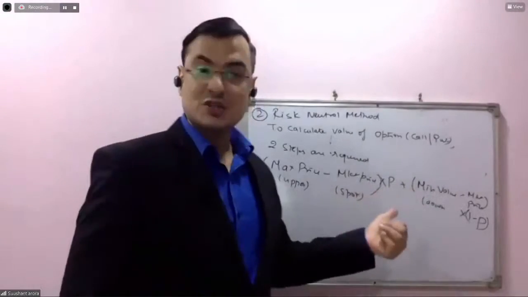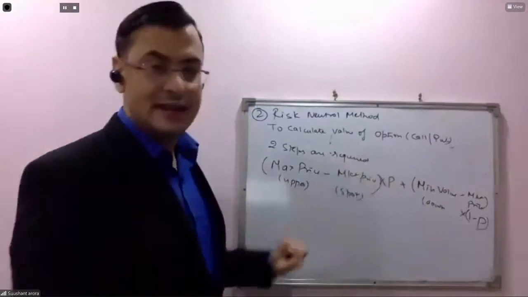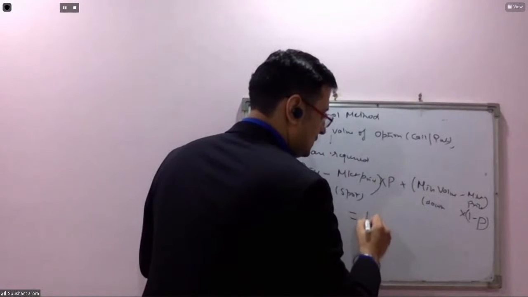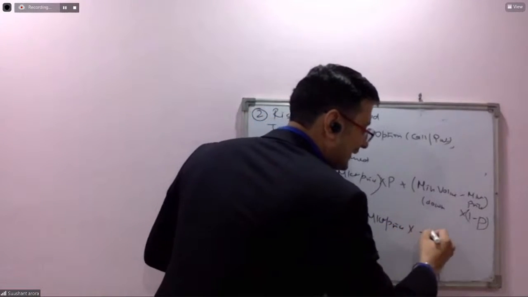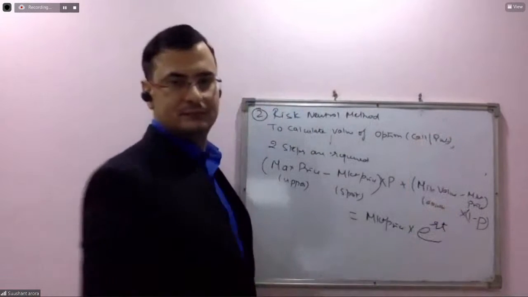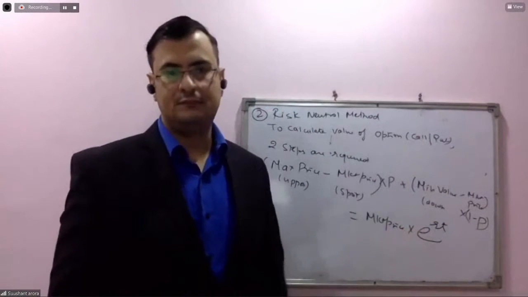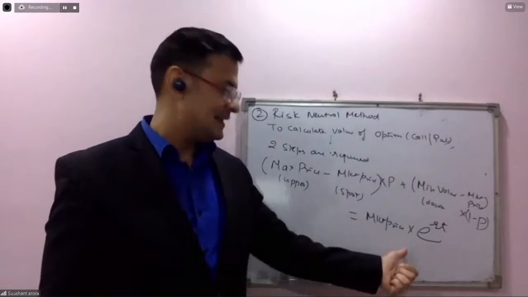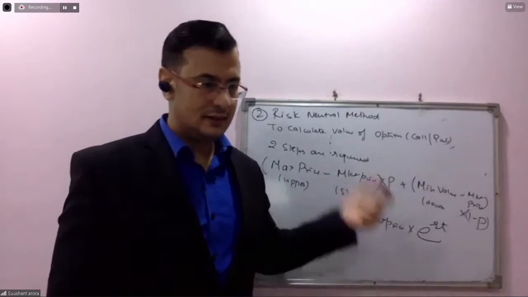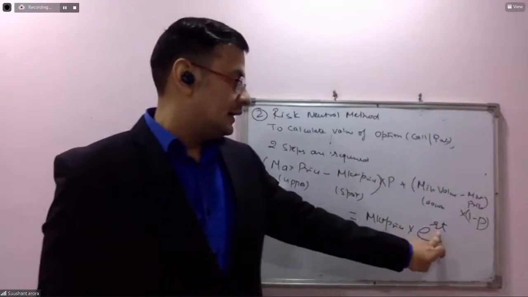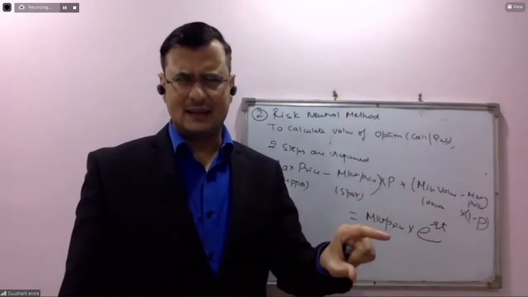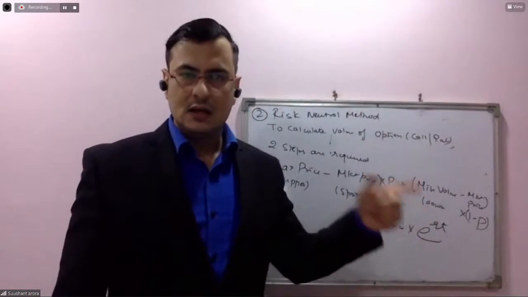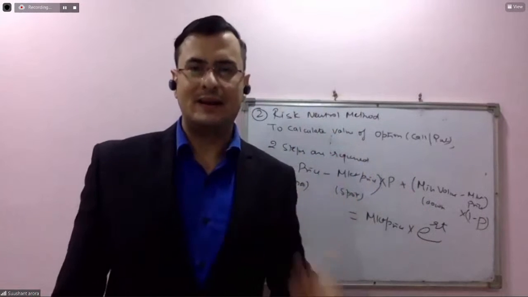Now it has to be equated with, see very carefully, market price into e to the power RT. Please write this. Clear? RT means the same thing you studied from me in the first or second class, R and T. From the question you will have a better understanding.